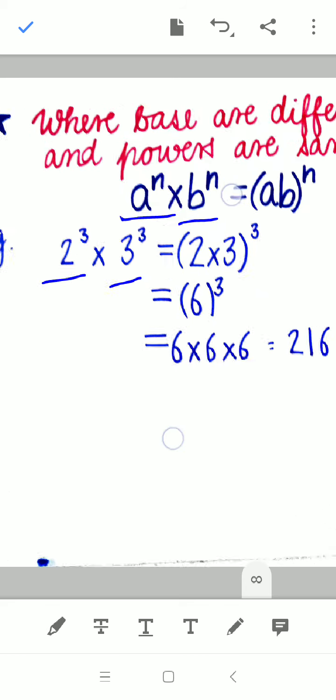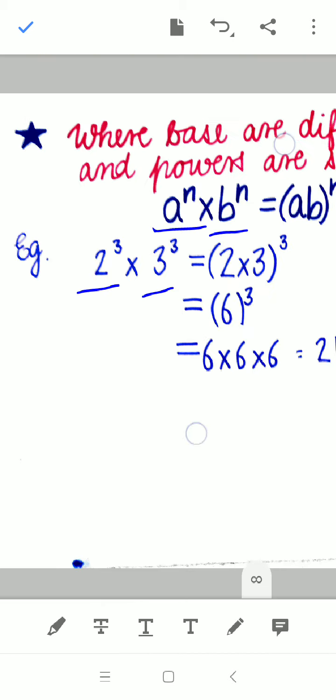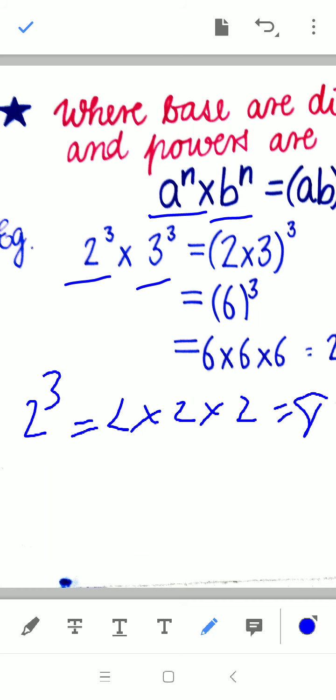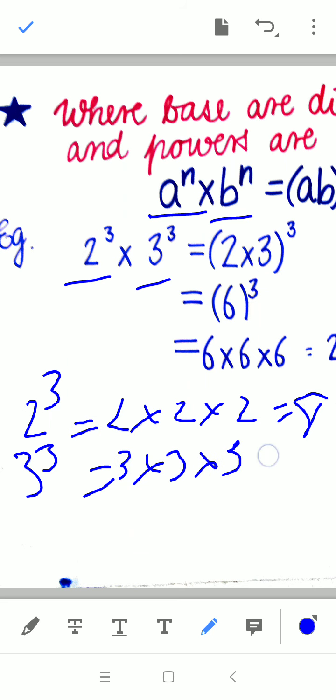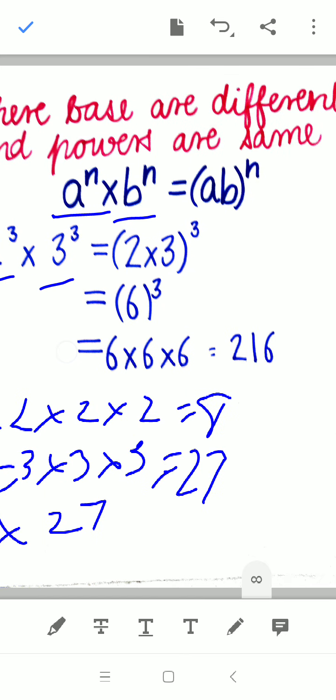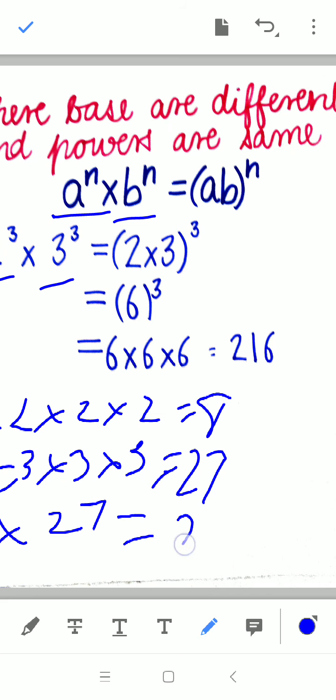Now let us elaborate this a little more by taking 2 raised to the power 3. What do you get by 2 raised to the power 3? 2 into 2 into 2, and you get 8. And 3 raised to the power 3 is going to give you 3 into 3 into 3, and you are going to get 27. And when you multiply 8 by 27, you again get 216. These are all laws of exponents.